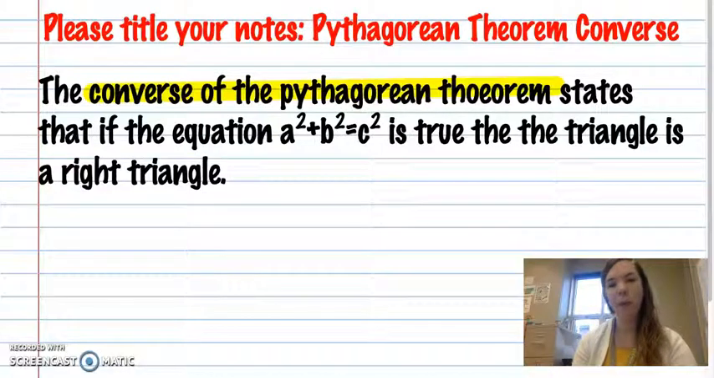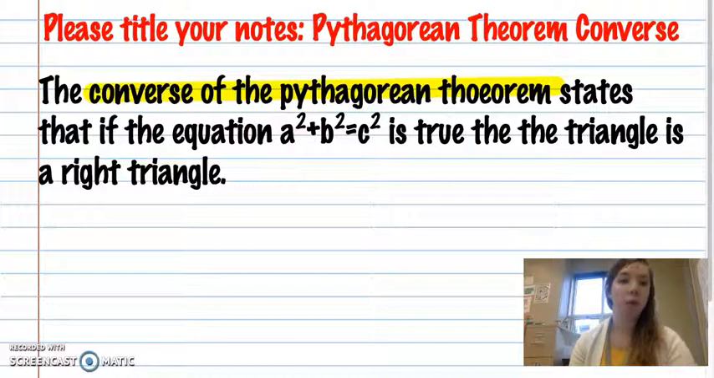All right, today we're going to talk about how to check whether a triangle is a right triangle. The converse of the Pythagorean theorem is how we do that. We're going to use the same equation. We'll be using it for a couple more weeks also. But a squared plus b squared equals c squared. And this time they're going to give us all three lengths and we'll plug them in.